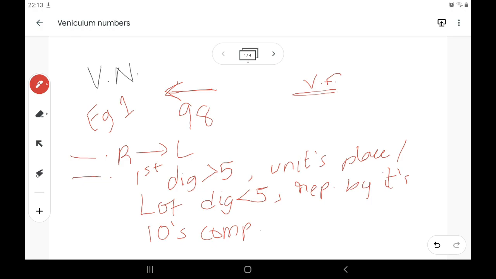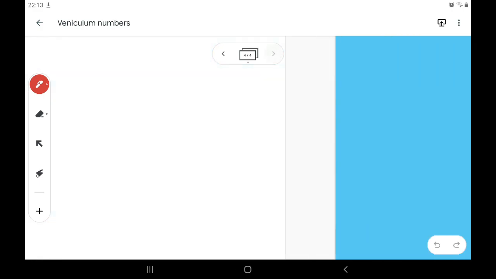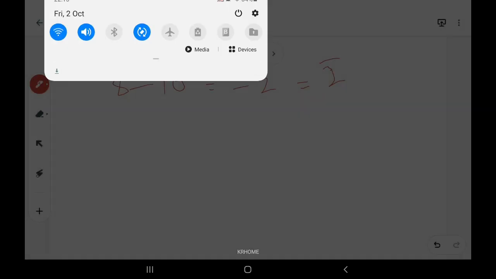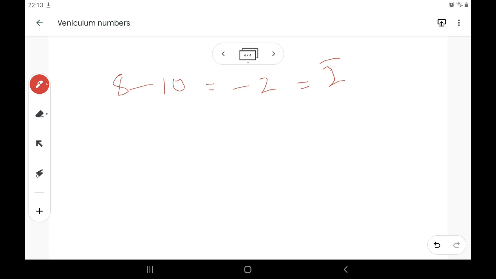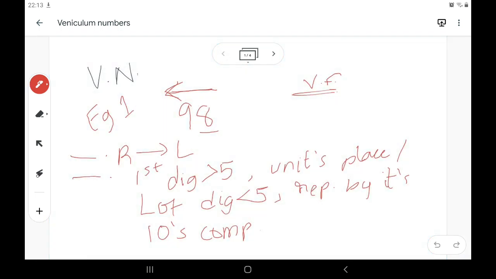So the first digit that's greater than 5 is 8, which is at its units place. So 8 must be replaced by its tens complement. So let's solve for the tens complement of 8. That is 8 minus 10, which is equal to minus 2, which is equal to 2 bar. So 2 bar will be the units place of the Vinculum number of 98.